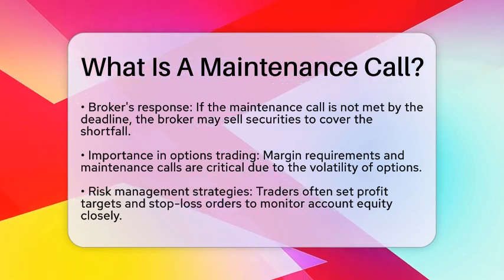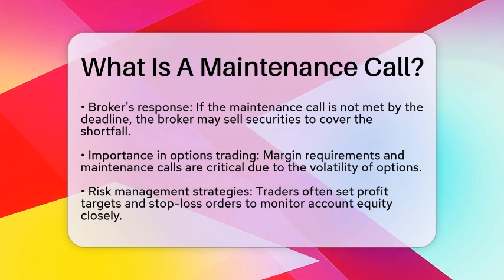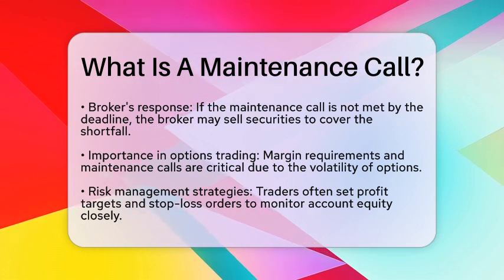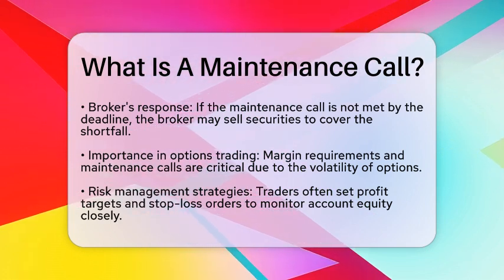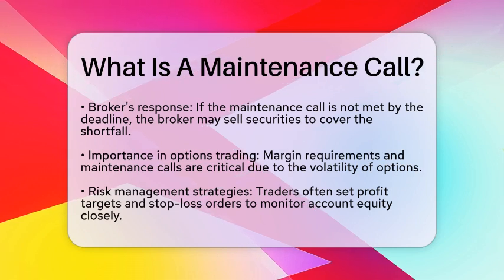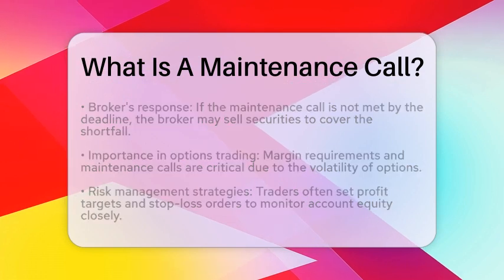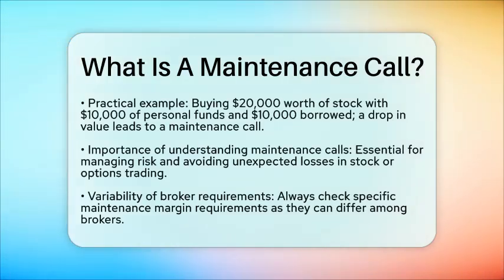Let's consider a practical example. Imagine you purchase $20,000 worth of stock using $10,000 of your own funds and $10,000 borrowed from your broker. If the stock price drops and your investment value falls to $14,000, your equity is now $4,000, assuming you still owe $10,000. If your broker has a maintenance margin requirement of 30%, you would need to maintain a minimum level of equity relative to the account value. Since you only have $4,000, you would receive a maintenance call.